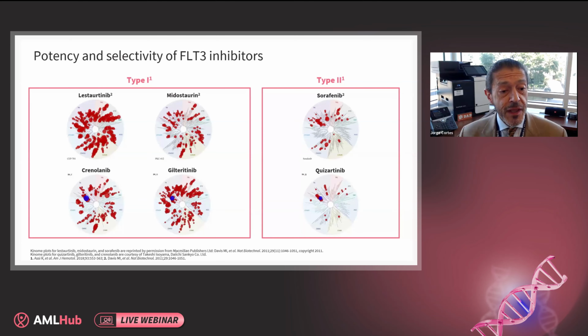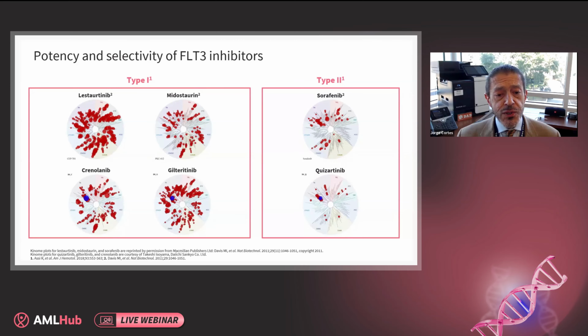And many of them have been developed, and some of them have already been approved and are available in the clinic. And they can grossly be classified into two categories. What's called the type 1 inhibitors, which are inhibitors that work both in the active and the inactive conformation of the kinase, and then the type 2 inhibitors that only work in the inactive conformation of the kinase. So that includes sorafenib and quizartinib, whereas the type 1 include midostaurin, gilteritinib, and a few others.